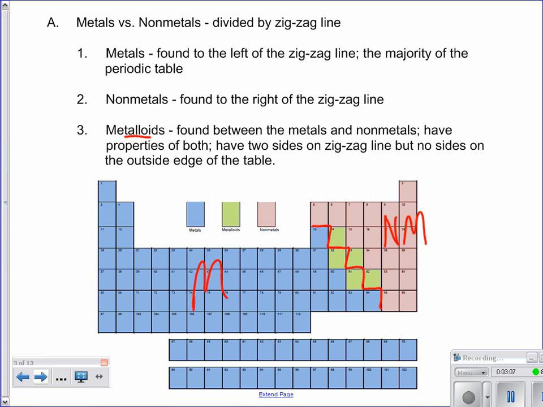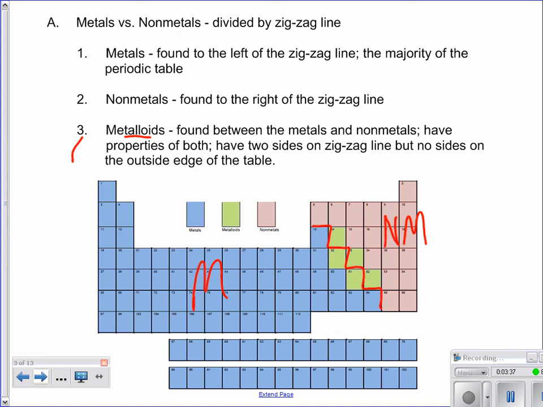Depending upon which reference, which textbook you use, what Google site you go to, they might list different metalloids because it's not just a black and white issue. So I'm not going to hold you responsible for knowing the exact metalloids. But let's just think about this basic rule, that they are found between the metals and the nonmetals. They have properties of both, and they have two sides on the zigzag line, but no sides on the outside edge of the table.